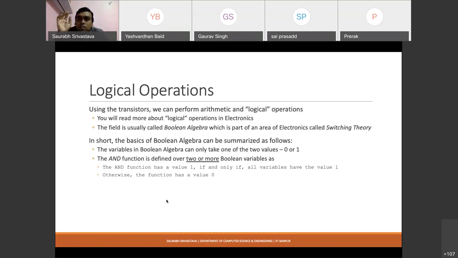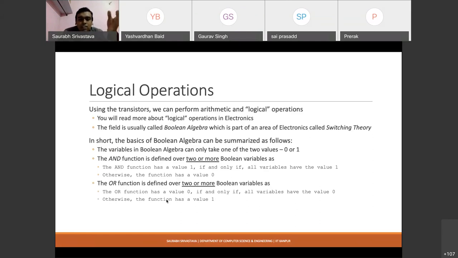So if all the variables have value 1, let us say it is f of x, y, z, and x equals 1, y equals 1, z equals 1, the AND function returns a 1. Otherwise, if any one of these variables is 0, then the AND function will return a zero.